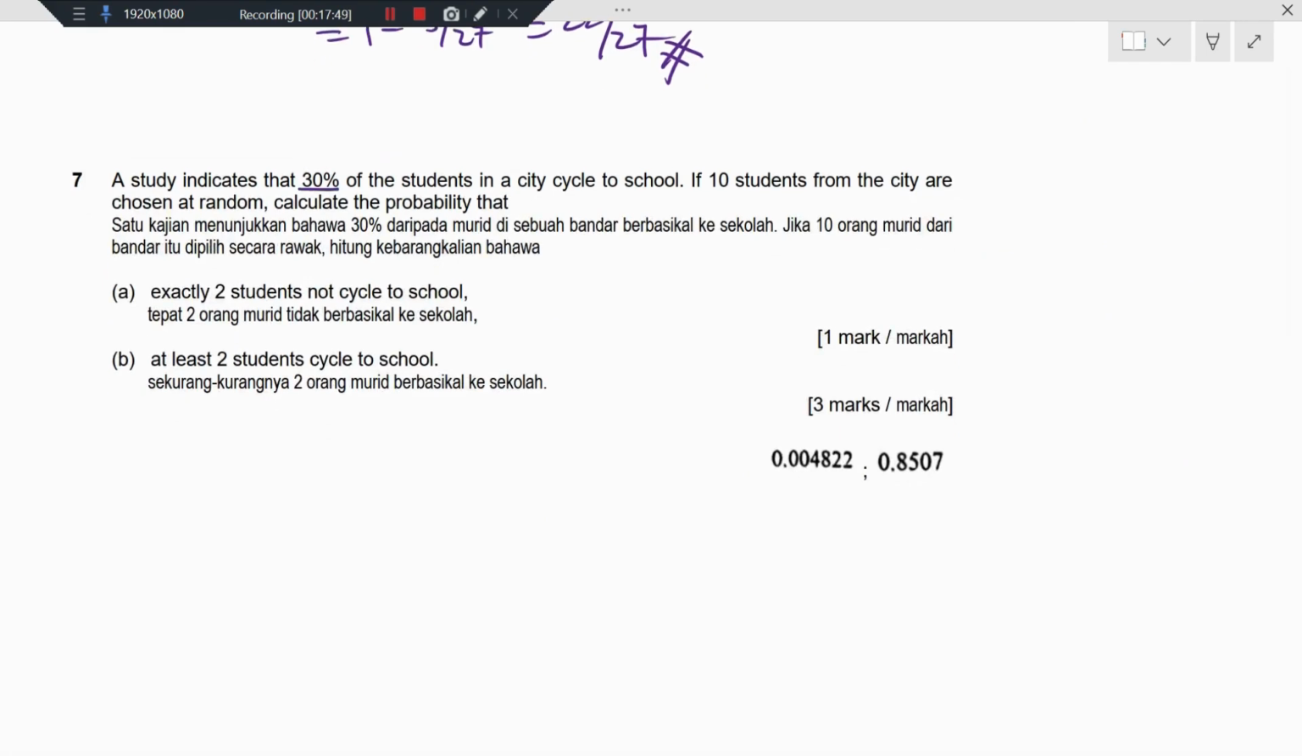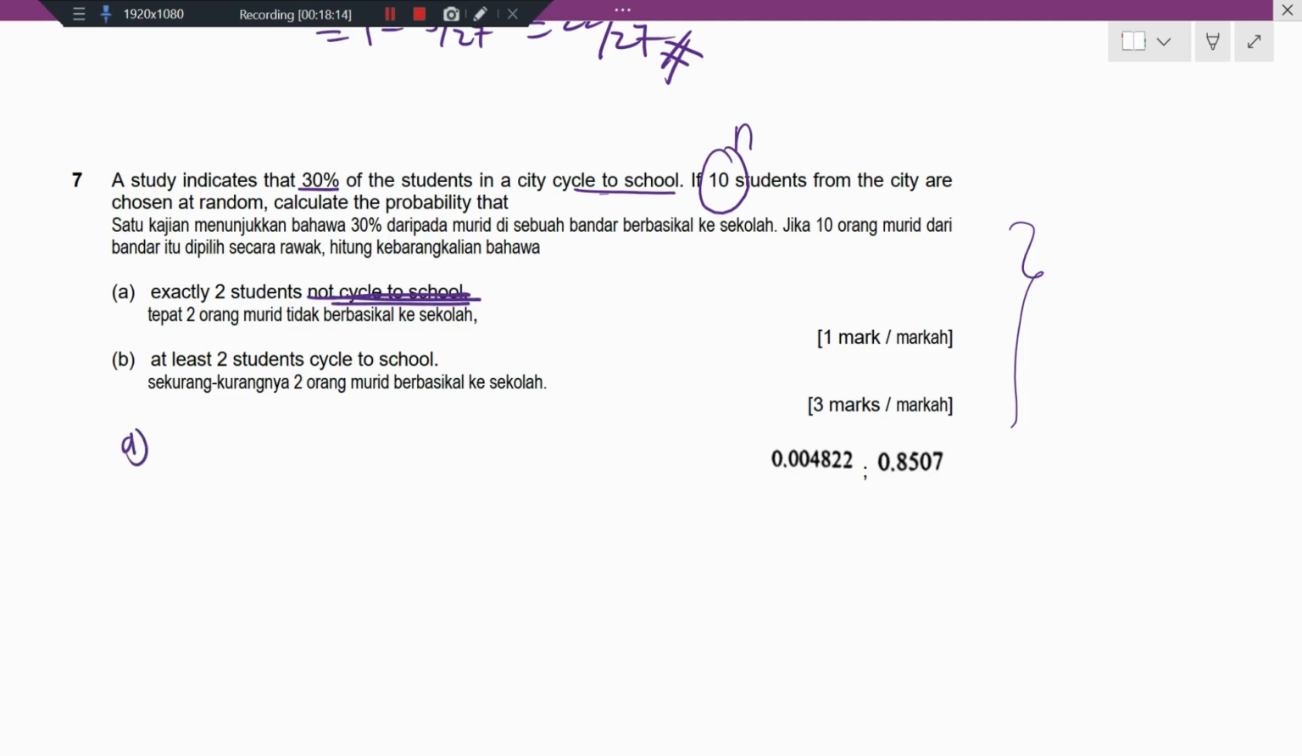A study indicates that 30% of the students in a city cycle to school. This is like your paper 2. Normally this type goes to your paper 2. But don't decide that this is the probability of success. If 10 students, it's an n, from the city are chosen at random, calculate the probability exactly 2 students do not cycle to the school. See, you need to be very careful. Whatever the question asks, that is your P. Not cycling to school, and cycling to school should be your probability of failure. Success is 0.7. 1 minus 0.3 is 0.7.